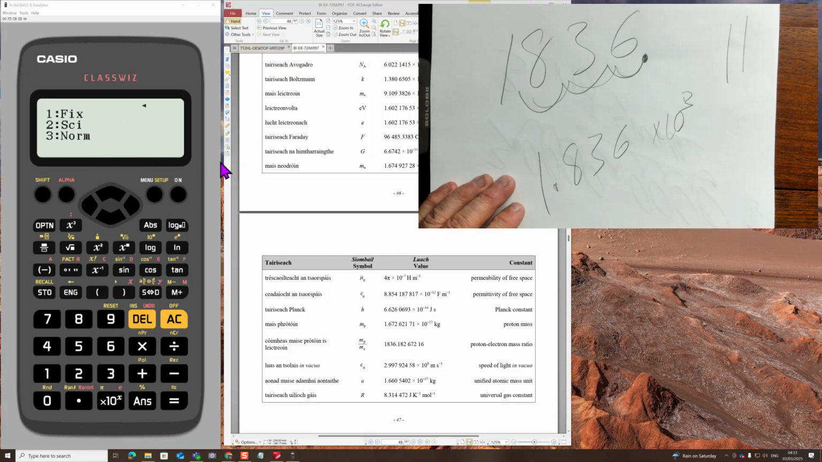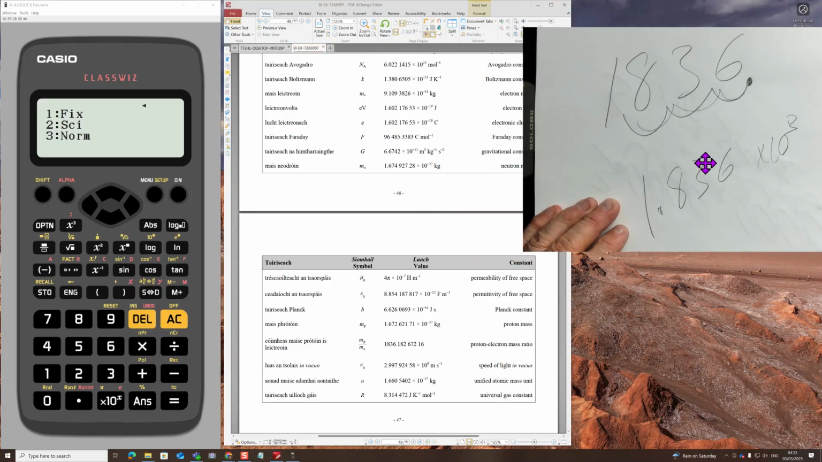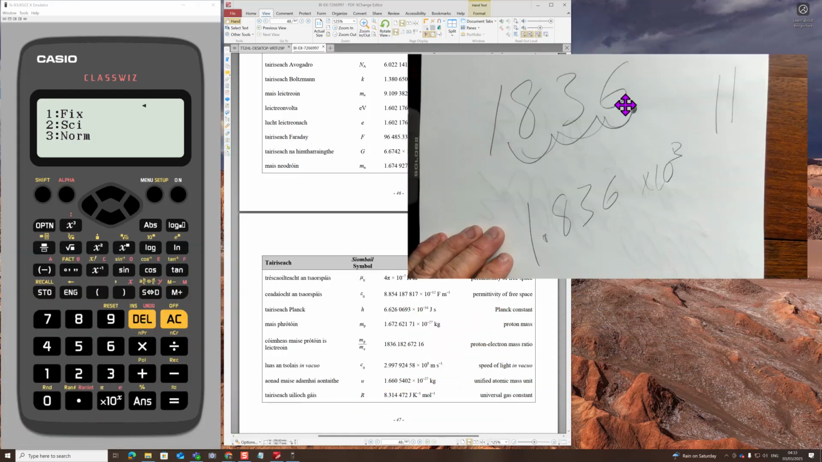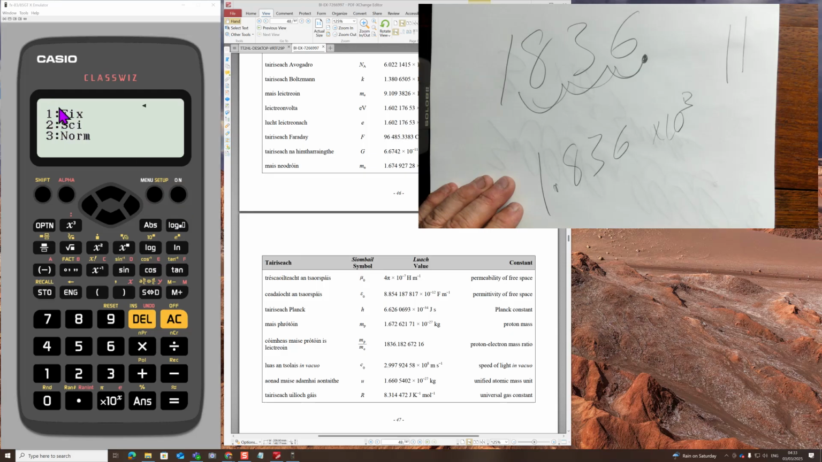Now let's look at our calculator. What I want to show you is how the calculator works. I'm going to bring you through the number formats. If I clear that, I currently have the calculator in scientific mode, but you can go enter setup, take option 3, which is the number format, and let's go to 3, 1.